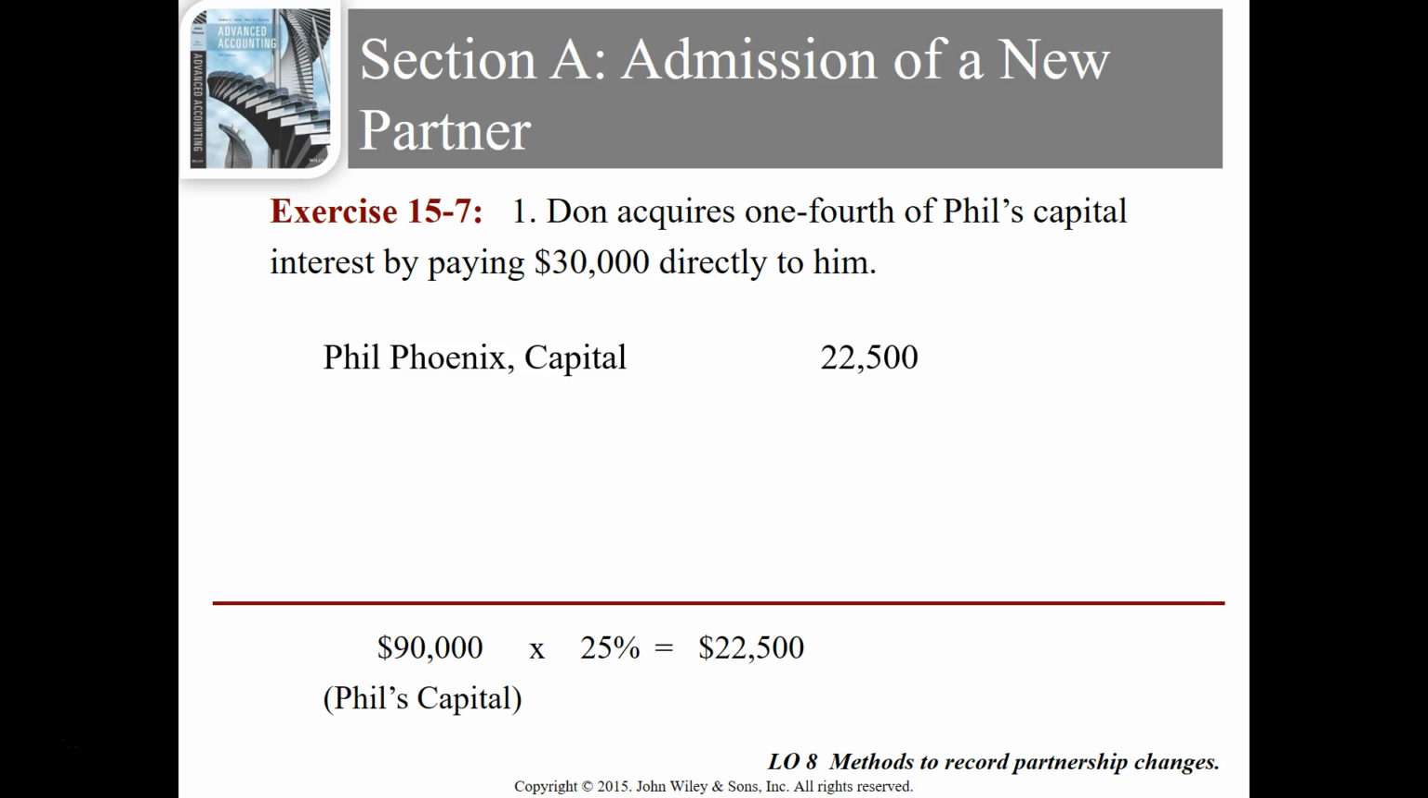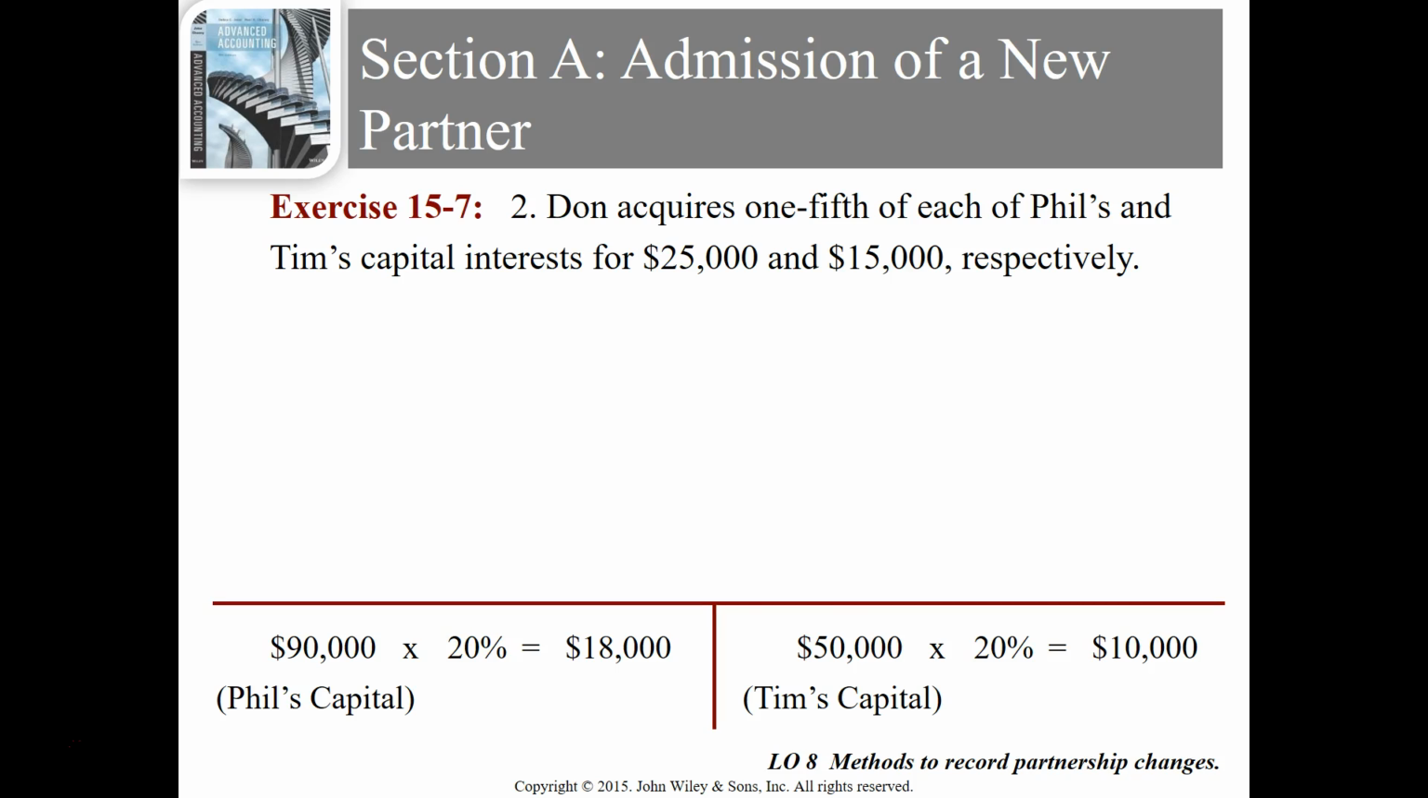So what's going to happen is Phil's going to send around a memo that talks about this change, and what we're going to do is debit Phil Phoenix capital for $22,500, credit Don Dallas capital $22,500. If you examine this journal entry, ladies and gentlemen, what have you done? Hopefully a lot of you are saying nothing. And that would be correct because the capital accounts are both going to remain the same balance. It's just which capital.